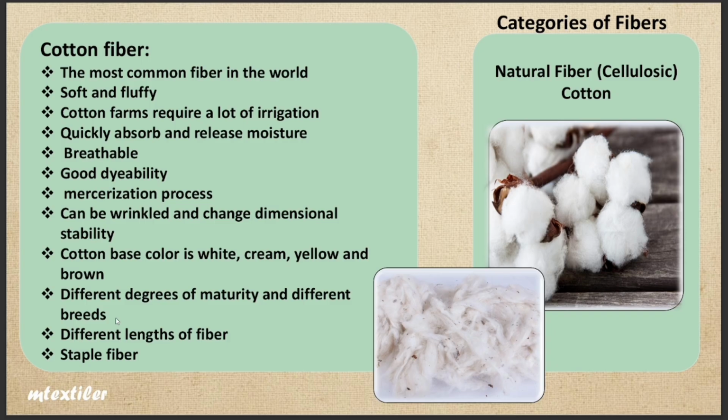Regarding cotton breeds, each fiber exhibits certain characteristics based on the climate and environment it has grown in. This results in different varieties of cotton depending on the country where the cotton fields are located, such as Uzbek cotton, Indian cotton, and so on.